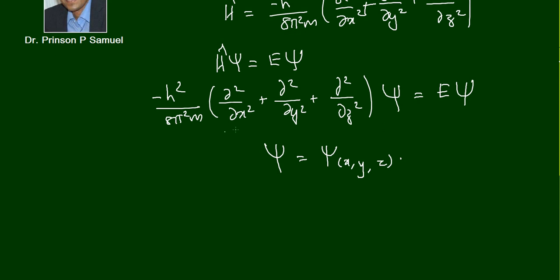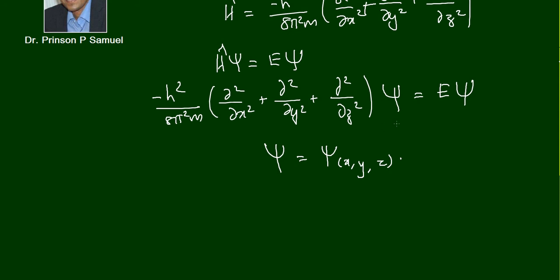Now we have an equation, and from this equation we have to get the expression for psi and also the expression for the energy, right? This is an equation which is dependent on all three coordinates, so directly solving this equation is rather difficult. So we have to simplify these equations by the method of separation of variables.